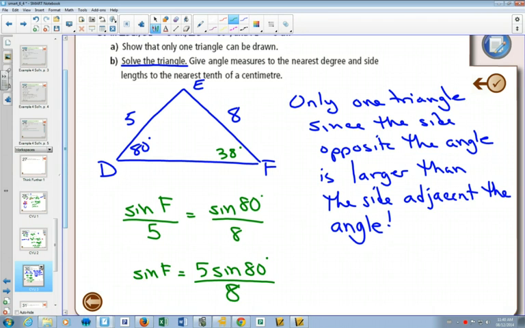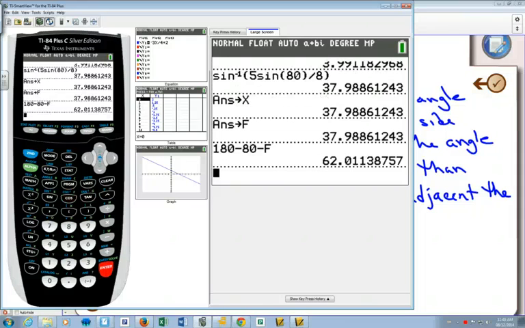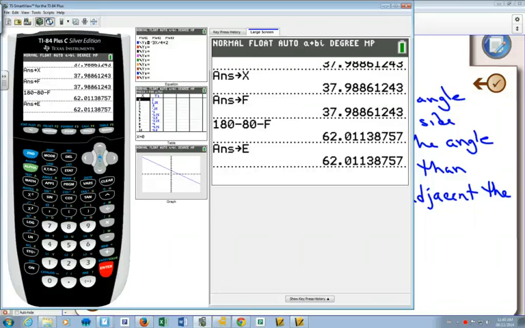You can subtract from 180 and find E. With the rounded answers, it's going to be 62 degrees. With our non-rounded answer, if I go back to my calculator, we would have 180 minus the 80 minus F, which is going to be 62.01, which is really close to 62. I'm going to store that one because we found it as letter E. So now my angle E is remembered to be 62.01.